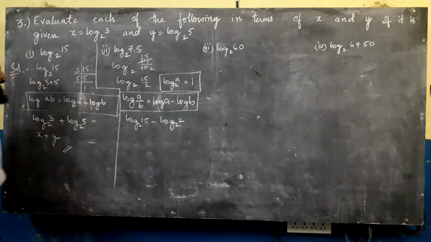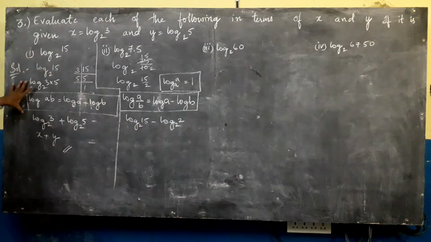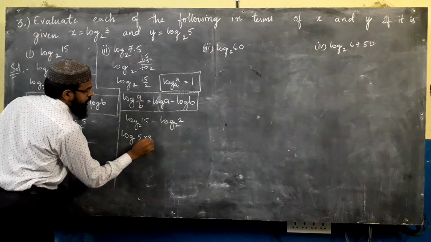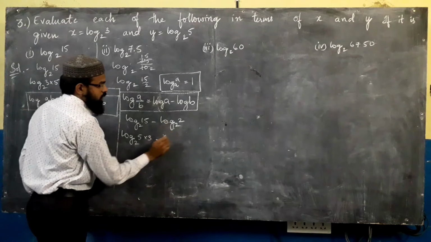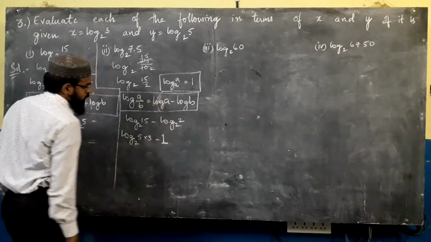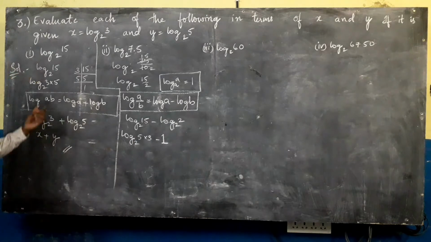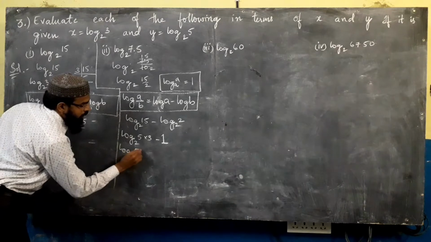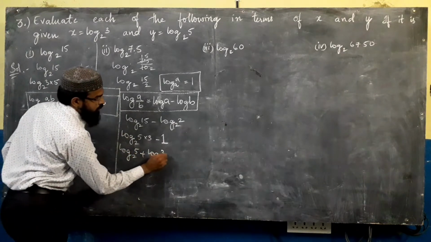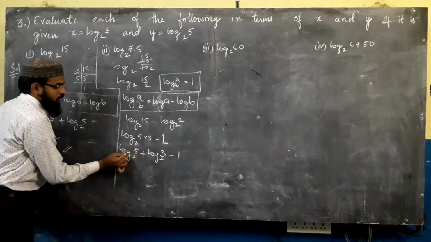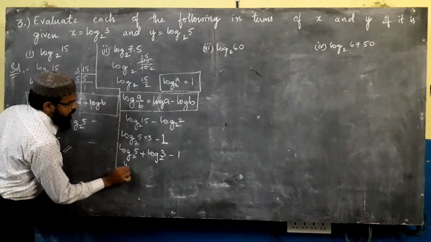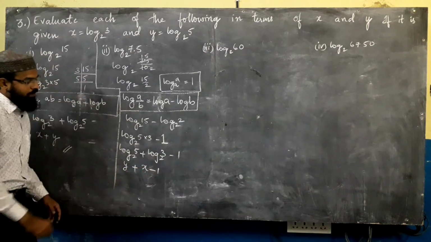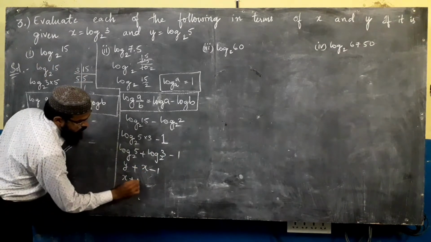Log 15 can be written as it is in the first solution. So log 5 3s are 15 base 2 minus 1. Log 15 can be written as separate, log A plus log B. So log 5 base 2 plus log 3 base 2 minus 1. Log 5 value is y plus log 3 base 2 value is x, minus 1. We can write it as x plus y minus 1.